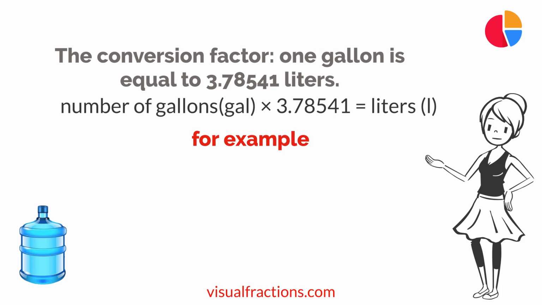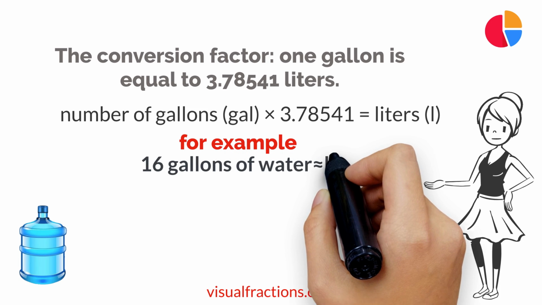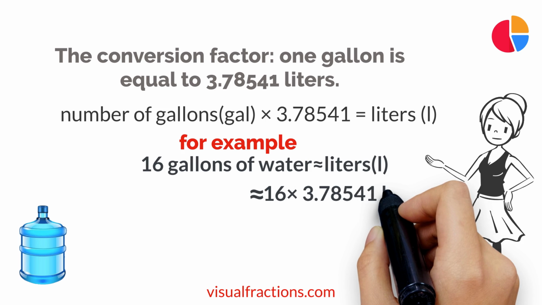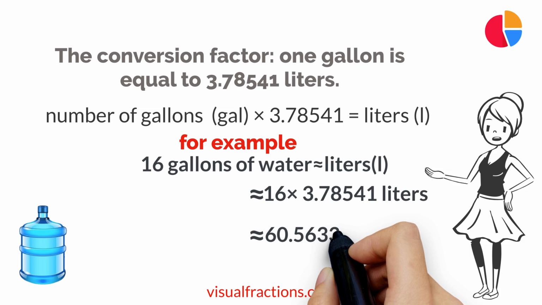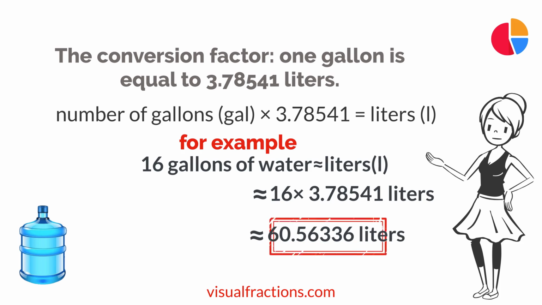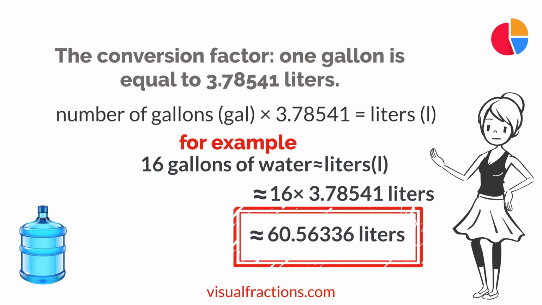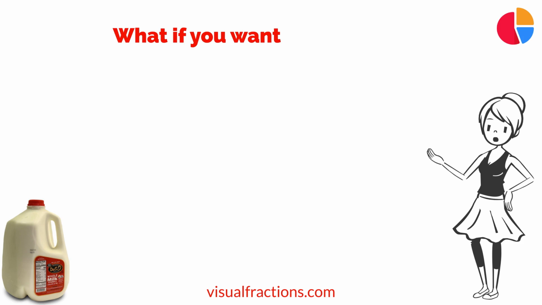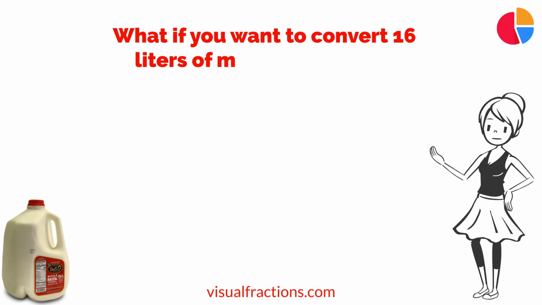For instance, if you have 16 gallons of water to convert, multiply 16 by 3.78541 to get approximately 60.56336 liters. That's it. Your 16 gallons of water equal around 60.56336 liters. But what if you want to convert 16 liters of milk into gallons?